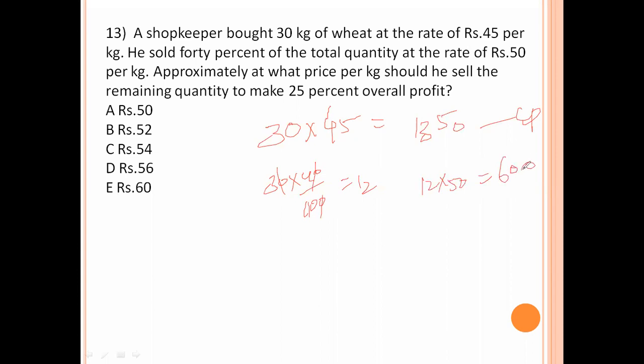But overall he makes a 25% profit. So on 1350 he makes 25% profit. 25 times 1350 divided by 100 gives 33.75 after the decimal shift.